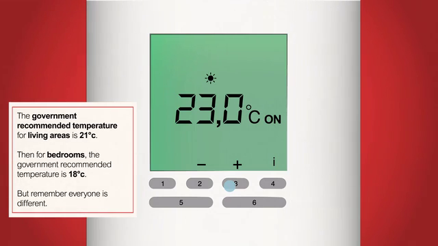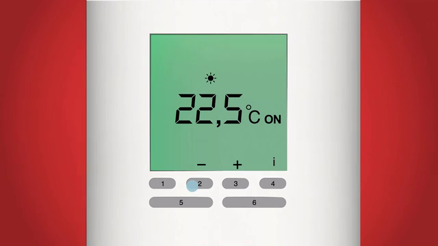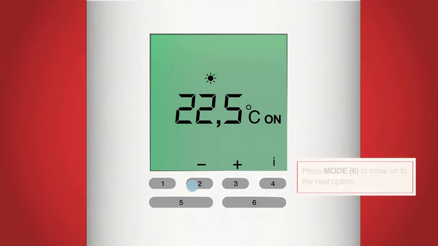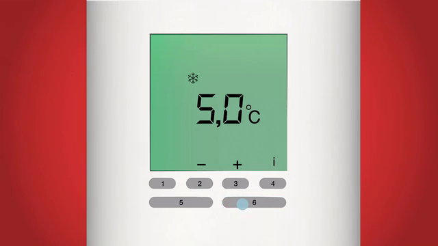The government recommended temperatures for living areas is 21 degrees, and in the bedroom a little lower at 18 degrees. I quite like the room to be a little warmer, so I have changed the set temperature to 22.5. Set yours to the temperature that is most comfortable for you, and when you are ready, press the mode button. This is button 6. We should now be on frost mode.